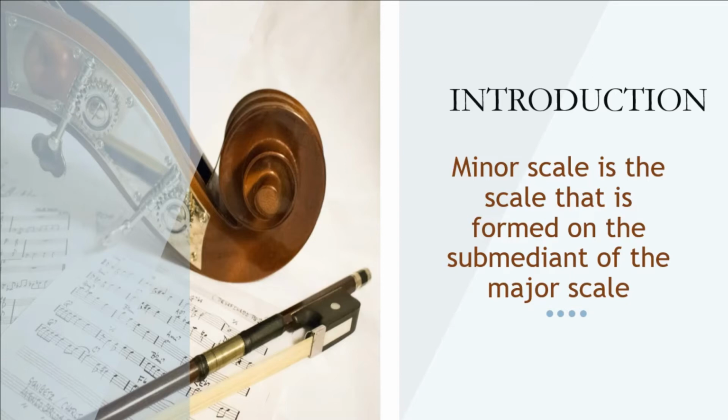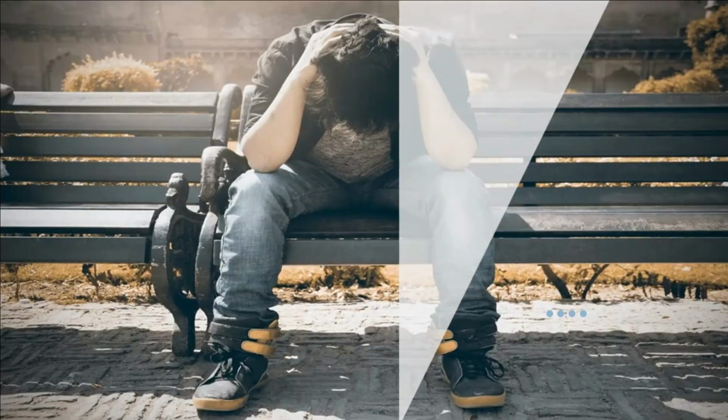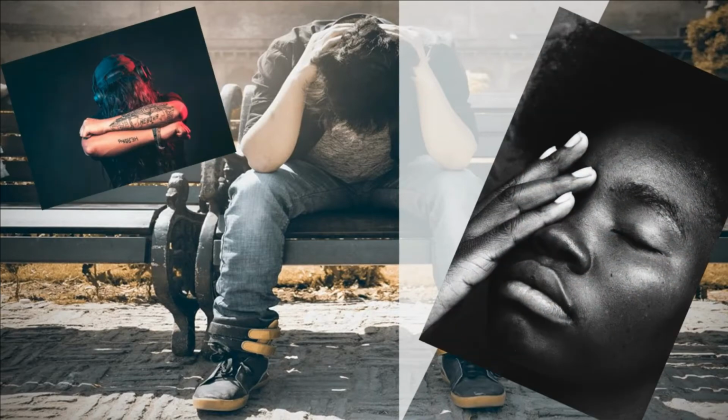A minor scale is the scale that is formed on the submediant of the major scale. And that means the tonic of the scale is La, as against the tonic of the major scale, which is Do, by tonic sol-fa. Easily, to know the tonic of any minor scale, count 3 semitones backward from the tonic of the major scale. That is how you get the tonic of the minor scale. The minor scale sounds negative. It is used by composers to depict sad, melancholic, or even angry and dramatic moods.